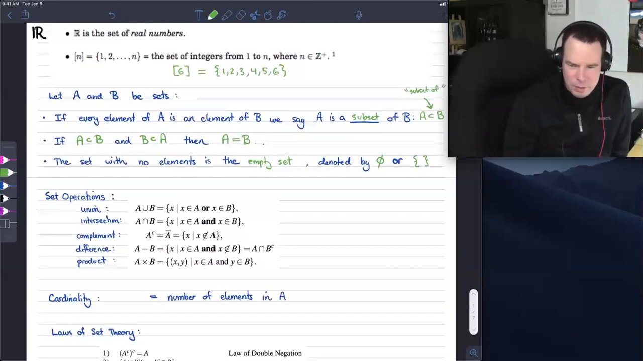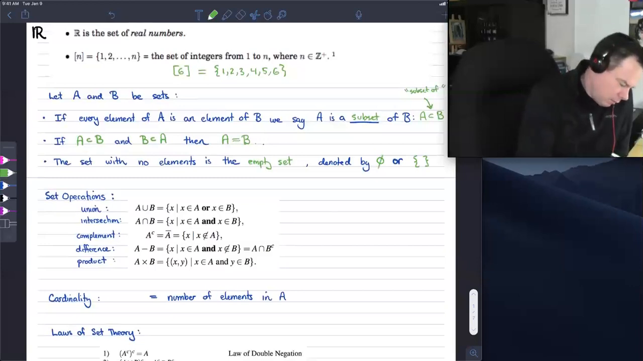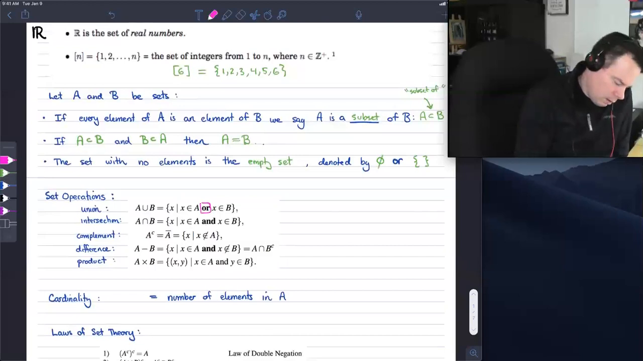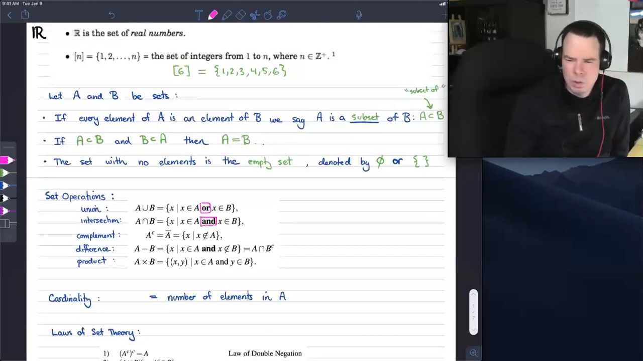And then we've got the intersection, which is the set of all elements that are in both the sets A and B. So you can see from this description that the union is essentially related to the word "or," and the intersection is related to the word "and." So the union is you have to be in one set or the other set, and to be in the intersection you have to be in both sets. You have to be in A and in B.